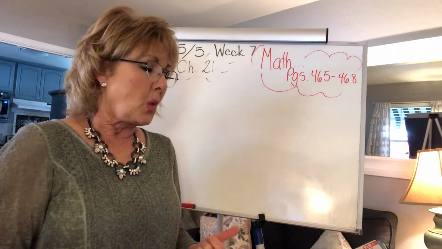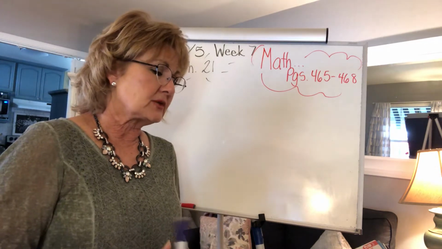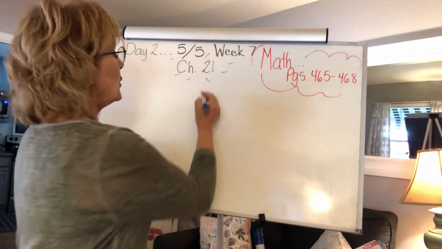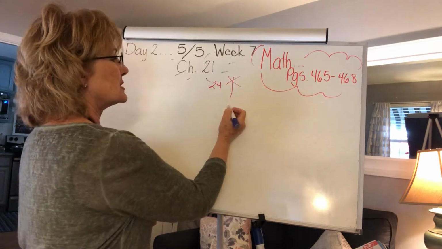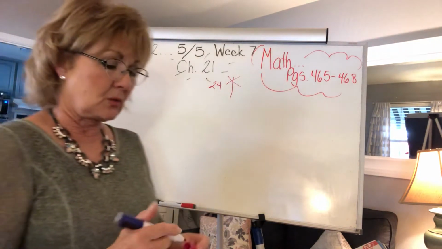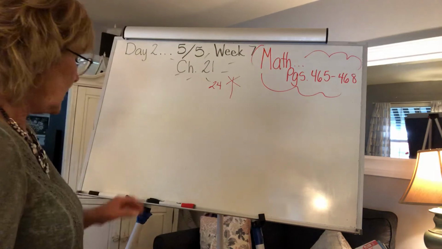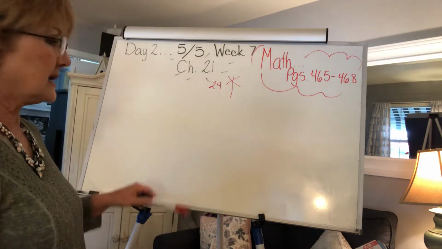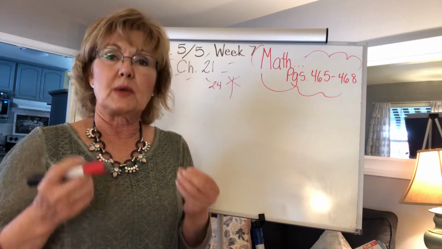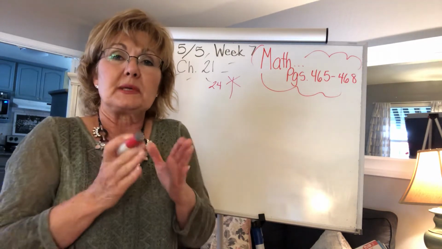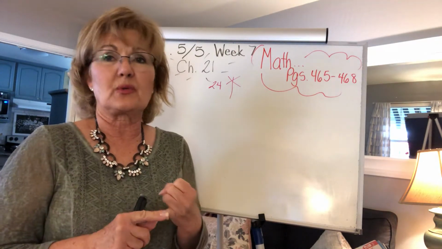It says, what are some different ways in which 24 windmills can be arranged in equal rows? So what you're doing there is you're deciding what numbers 24 can be divided up evenly. So we'll start with 1.